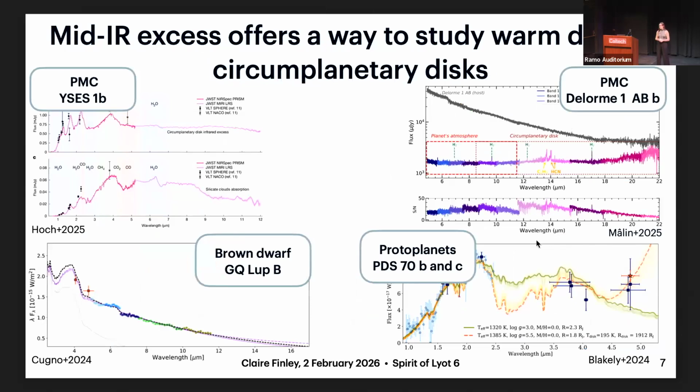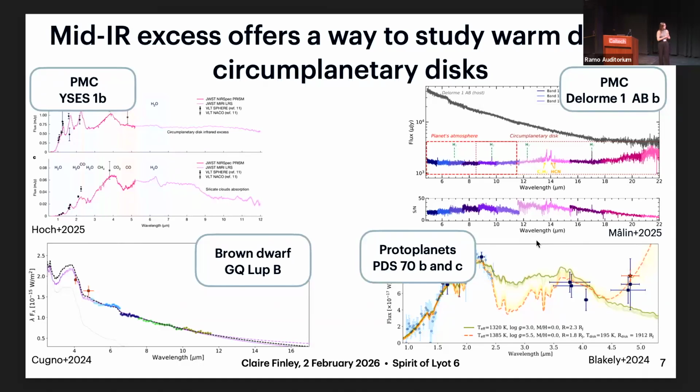In addition to studying the accretion properties of a system, we can look at what the environment from which it is accreting might look like, the disk itself. And a great way to do that is by looking at the thermal excess that is associated with the warm dust in the CPD with instruments like JWST MIRI, and this has been very successful over the past year or so, giving us these great mid-infrared spectra of the planetary mass companions YSES-1b and DH Tau-like objects, as well as the planetary mass companion / brown dwarf companion GQ Lup B, and of course PDS 70b and c.